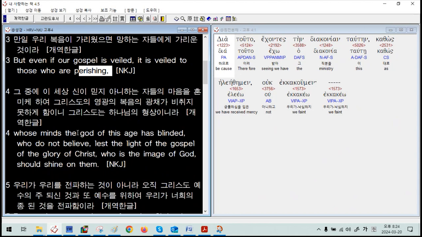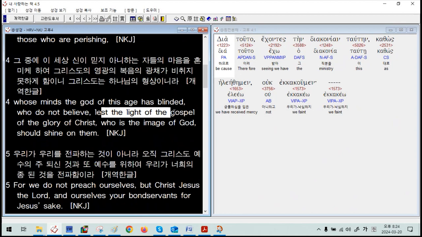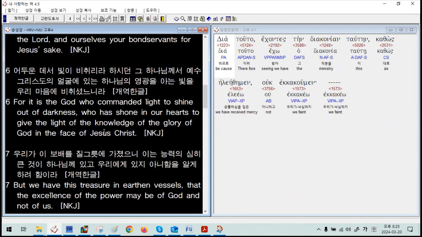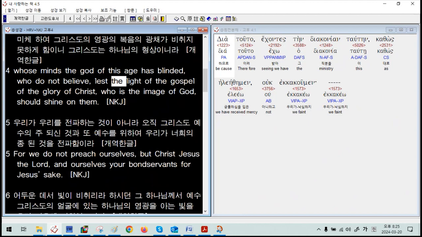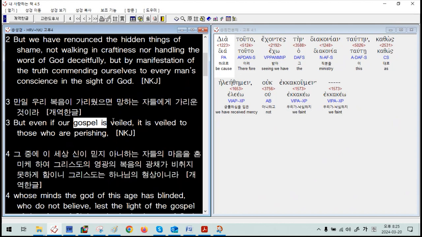Who are perishing? Who make it veiled? The god of this age, Satan the serpent, makes them blind. Who do not believe, lest the light of the gospel, the glory of Christ, should shine on them. Shine in my heart, right? God commanded light to shine out of darkness, Genesis chapter 1 verse 3. Into my heart. The light is what? The light of the knowledge. The light of the knowledge is what? The light of the gospel. The light of the gospel is what? The gospel is fully manifested in my heart.